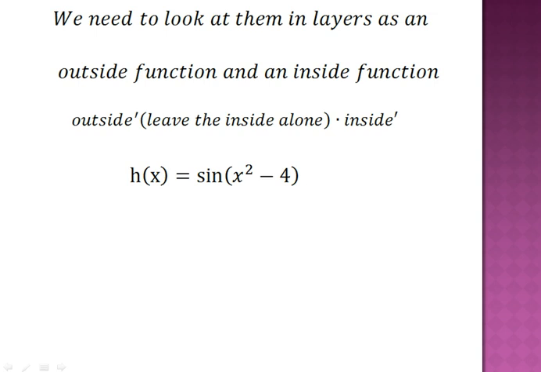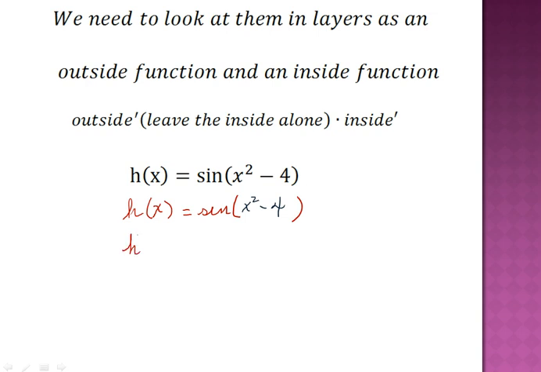So our function h of x is equal to sine, which is on the outside, of x squared minus 4, which is the inside function. I like to write the layers in color so that I can see how many things I need to derive. So I have h of x is equal to sine, this is my outside function, and the x squared minus 4, which is my inside function.